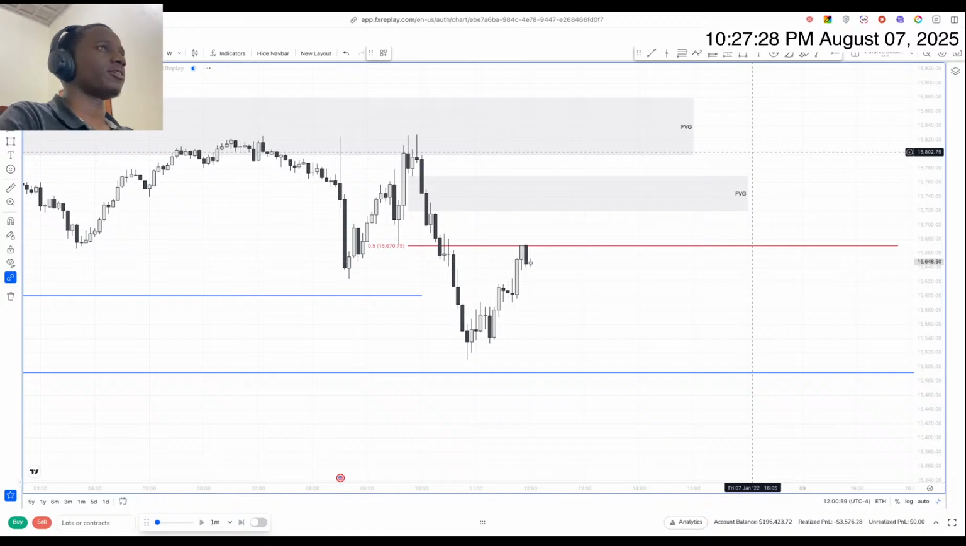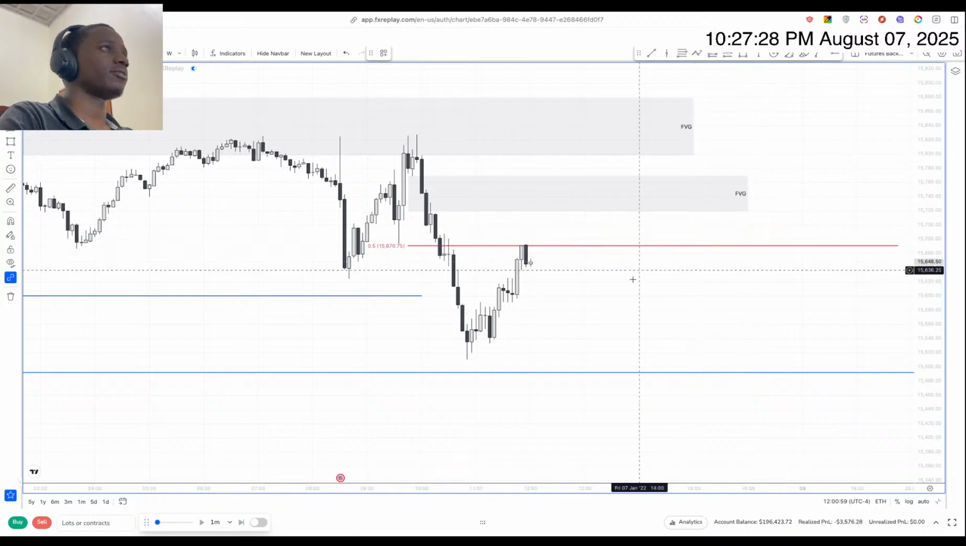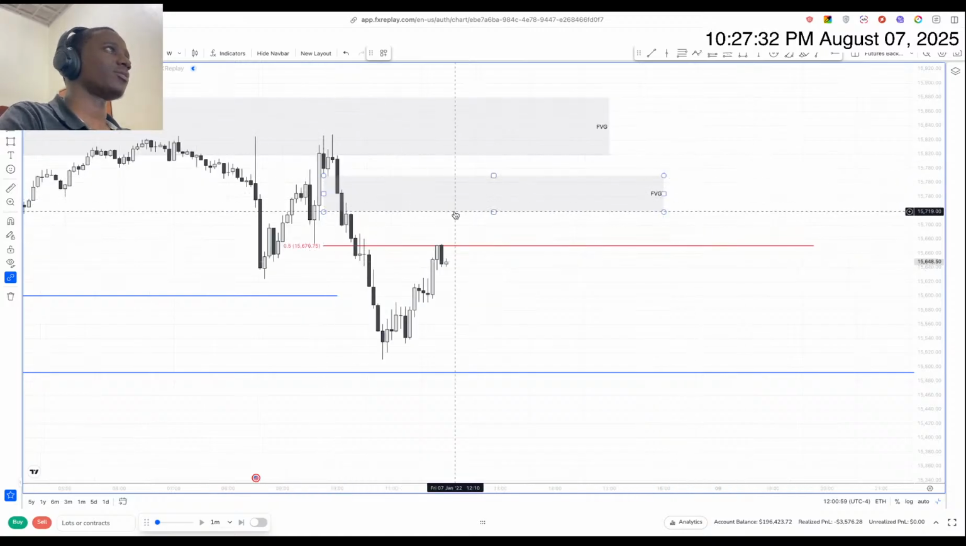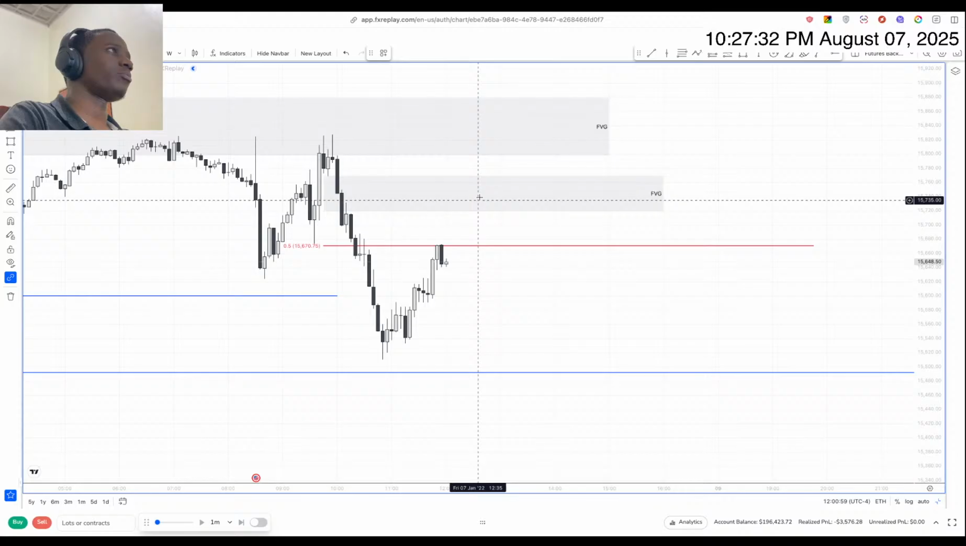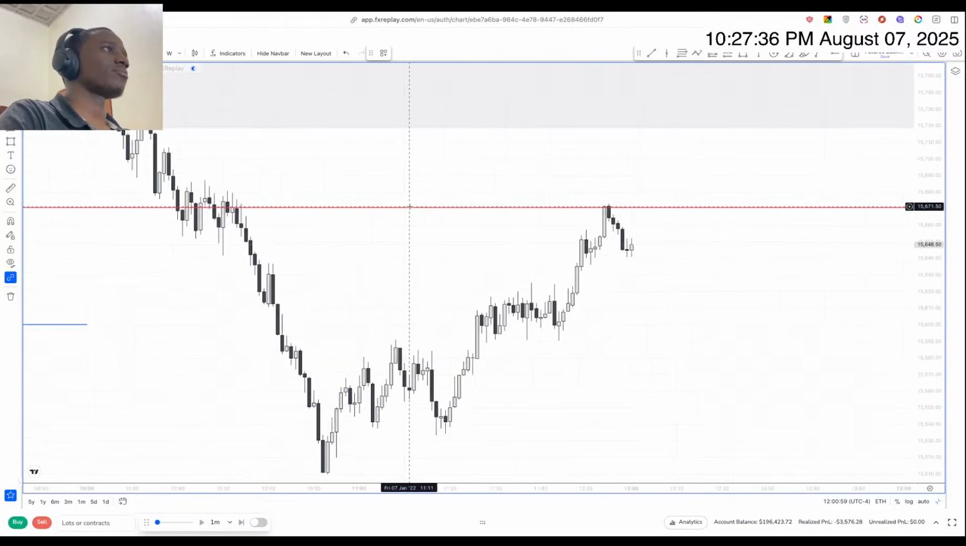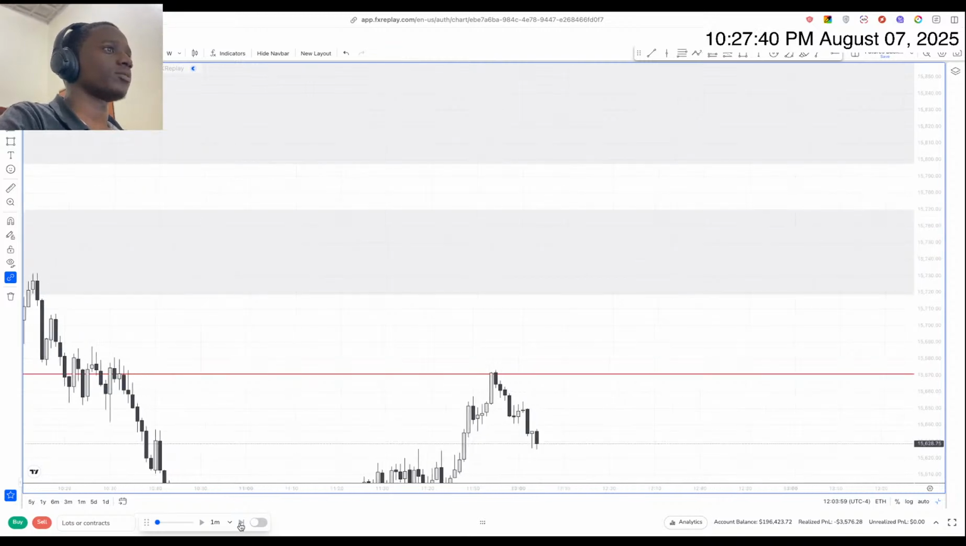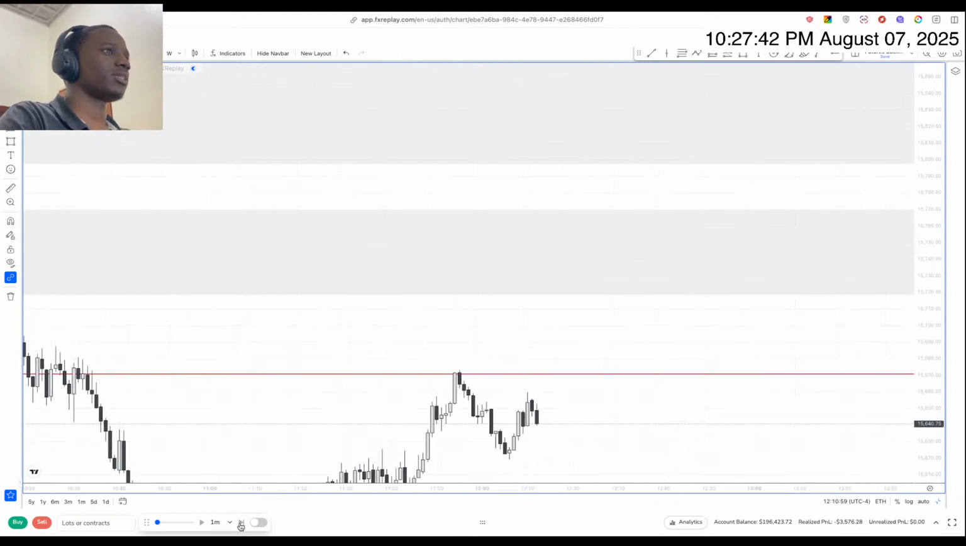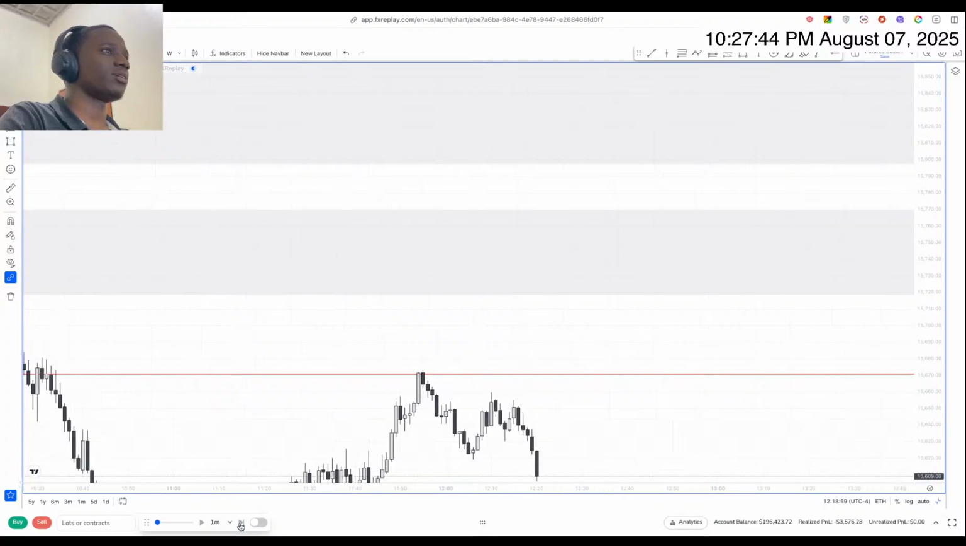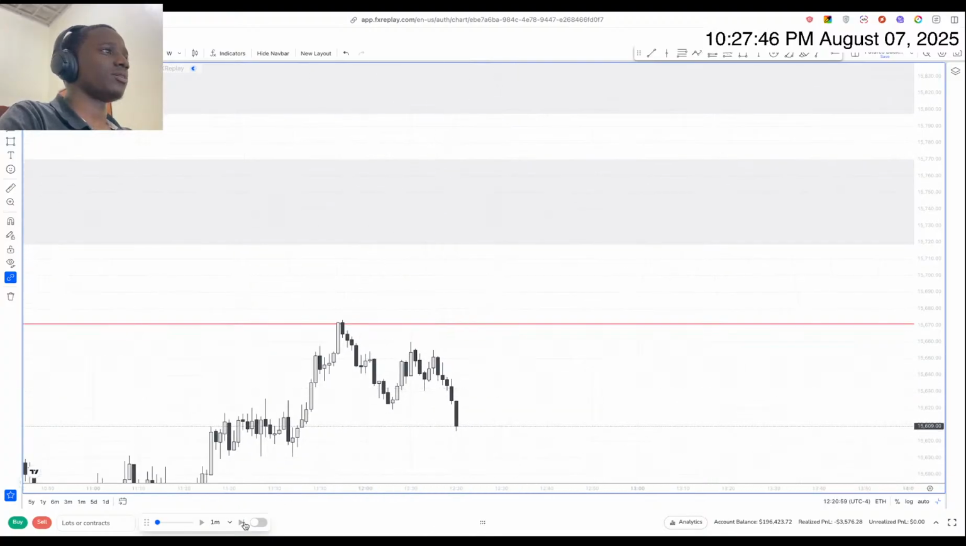Now down to the 5. Yeah, that's basically what I'm looking for. And we have a breaker here, so that will be the unicorn model presenting itself right there. This is the equilibrium line here. So we're in the lunch hour. I get some consolidation or seek and destroy.